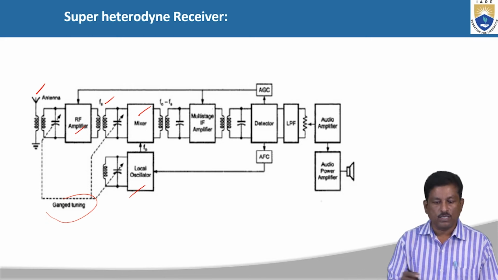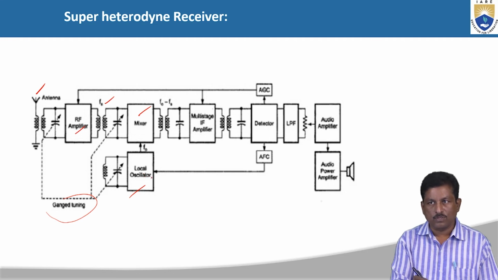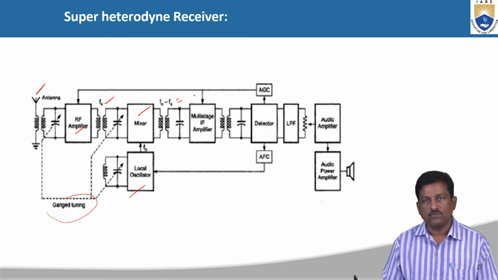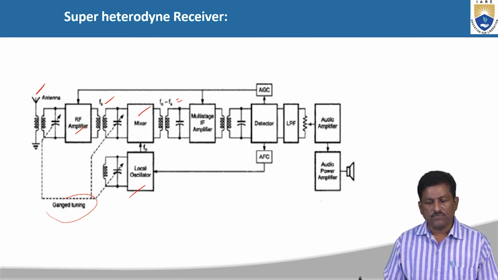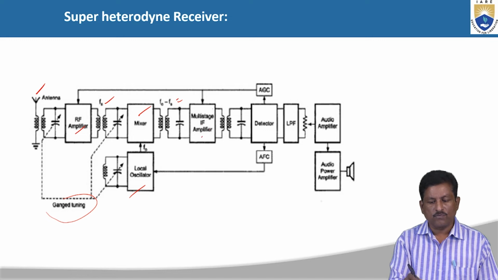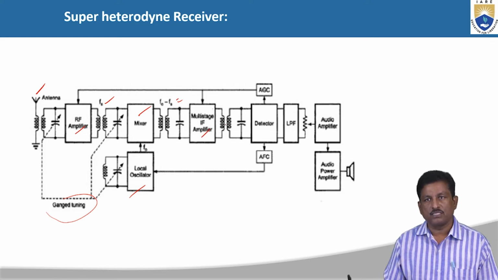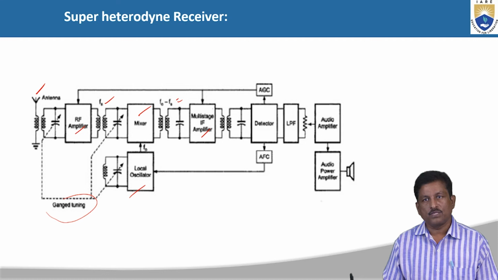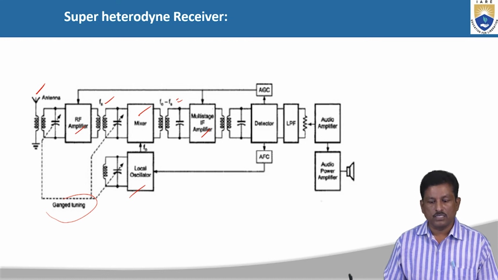Fs is the signal frequency received from the antenna. Fc stands for the local carrier frequency generated by the local oscillator. The difference between Fs and Fc will give the IF value. This frequency is known as the IF frequency, the intermediate frequency. This signal is given to the multi-stage IF amplifier, where we increase the strength of the IF signal, so we arrange multiple stages of IF amplifiers.